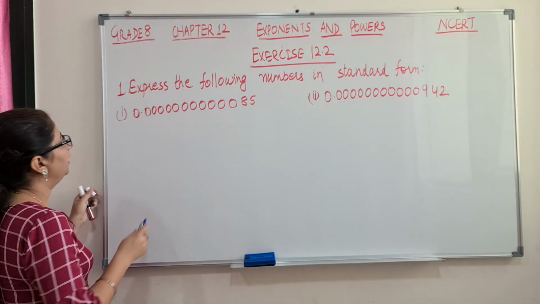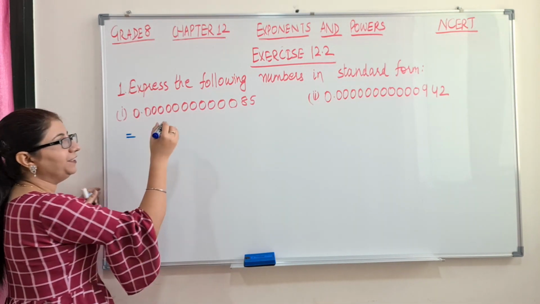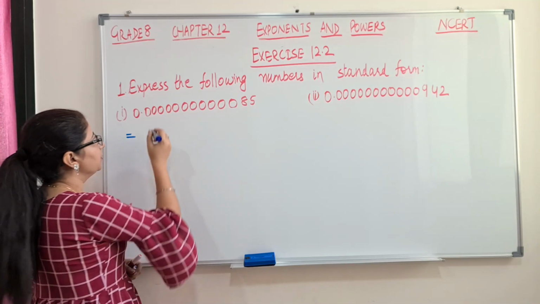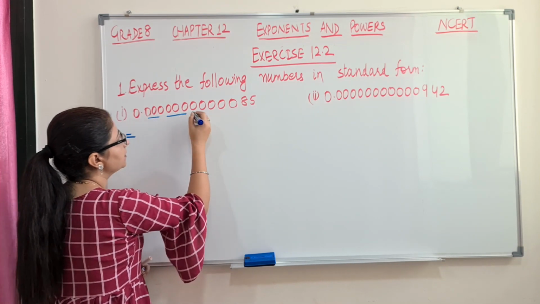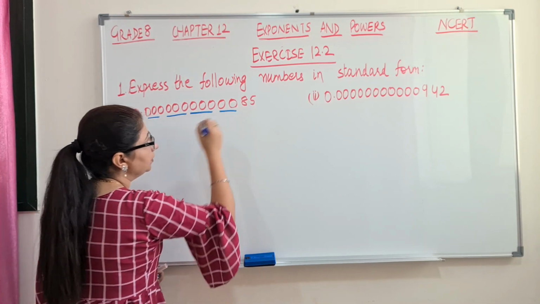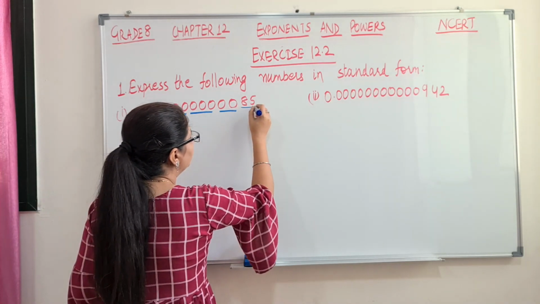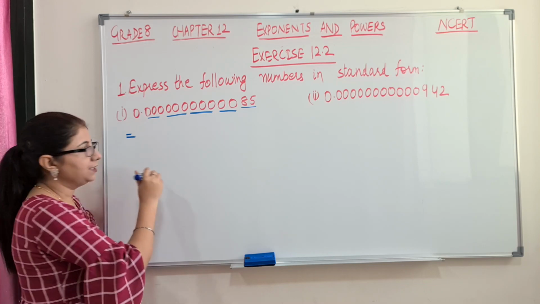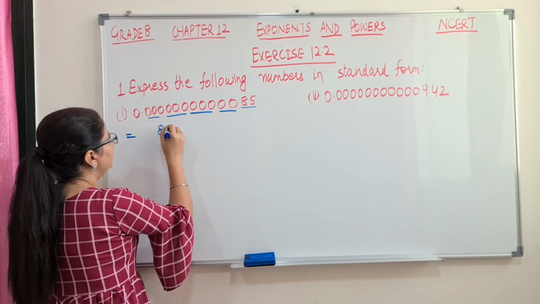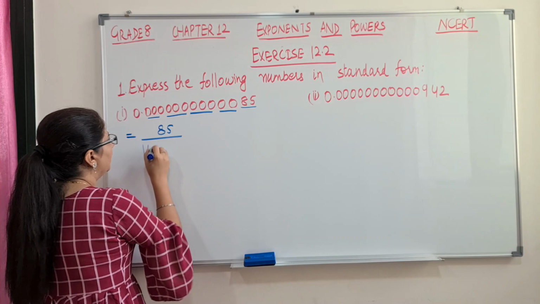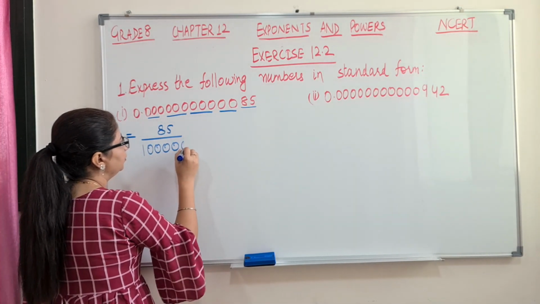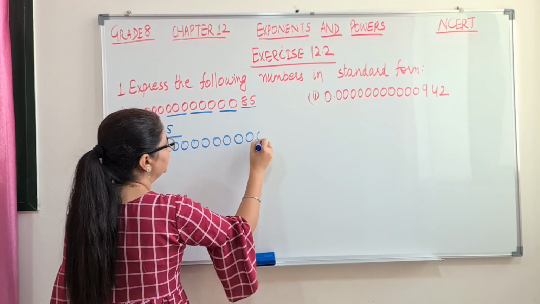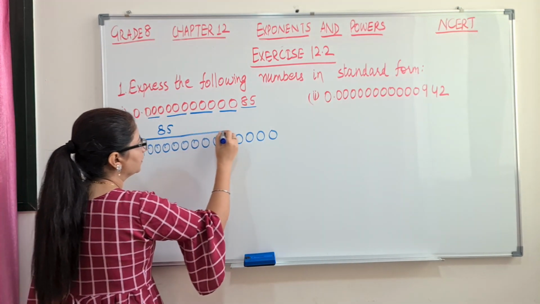Here in this question I have so many zeros and 85 in the last. So let's see how to solve it. First count the number of zeros. That is 3 and 3 is 6, 3 is 9, 2 is 11 and 2 for this 85. So total 13 digits are there after decimal. So we will write 85 over 1, 2, 3, 4, 5, 6, 7, 8, 9, 10, 11, 12, 13.